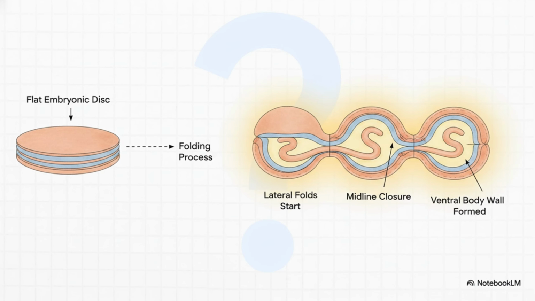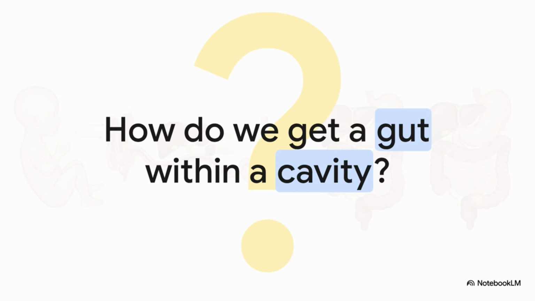So let's start by posing our first core architectural problem. How exactly do we get a ventral body wall? Just think about it for a second. How does a totally flat embryo physically close itself off from the outside world to protect the internal structures developing inside? And then layer a second conundrum right on top of that. How do we get a gut within a cavity? Like, how do we create this enclosed, suspended internal tube right down the middle of that newly formed body wall while still maintaining a highly organized blood supply?